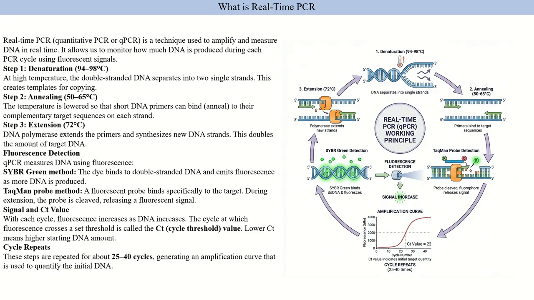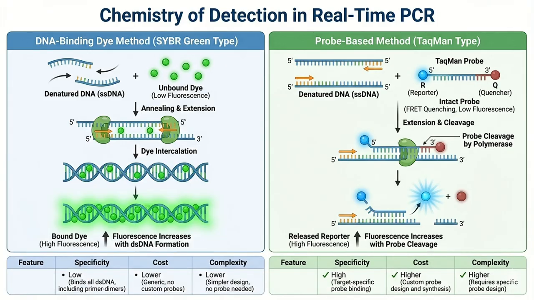Real-time PCR instruments measure fluorescence emitted during amplification. This increase in fluorescence corresponds to the increase of DNA product. The machine records the signal at each cycle and plots it. The detection chemistry determines how fluorescence is generated. There are two major detection chemistries commonly used. One is dye based and another is probe based. Let's compare them.